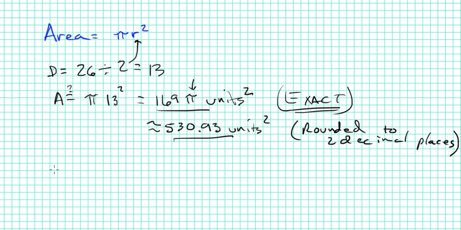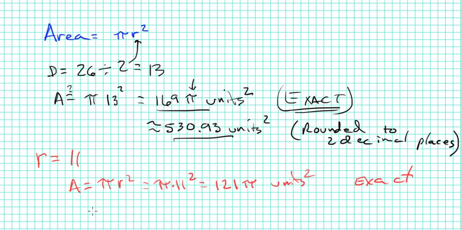Okay? What about if the radius equals 11? Well, what's the area of the circle with a radius 11? Well, the area is pi r squared, which equals pi times 11 squared, which equals 121 pi units squared. This is the exact answer.